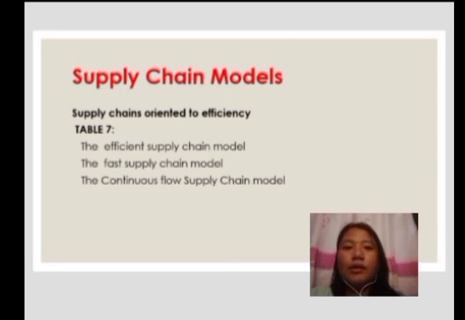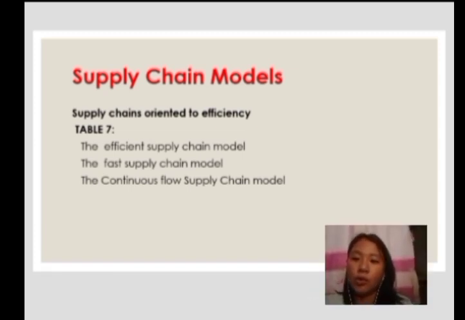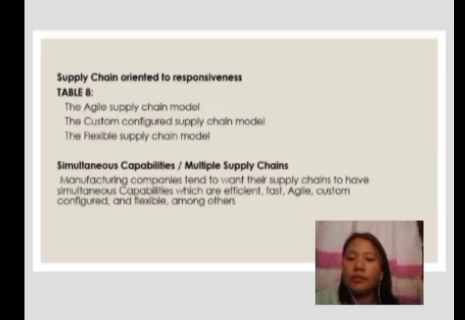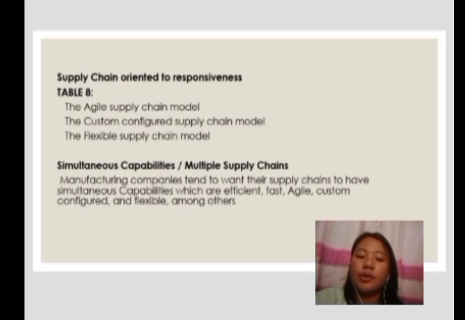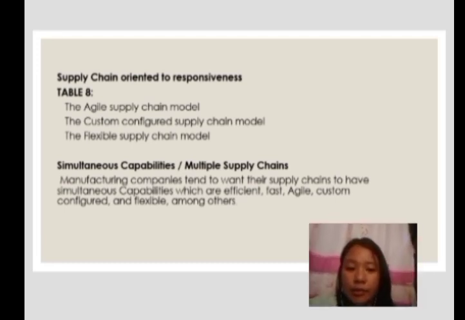Supply chain model. Once a company understands the forces driving its business, then it can decide which among the six common supply chain models to use. Types of supply chain oriented to efficiency: the efficient supply chain model, the fast supply chain model, the continuous flow supply chain model. Types of supply chain oriented to responsiveness: the agile supply chain model, the custom configured supply chain model, the flexible supply chain model.